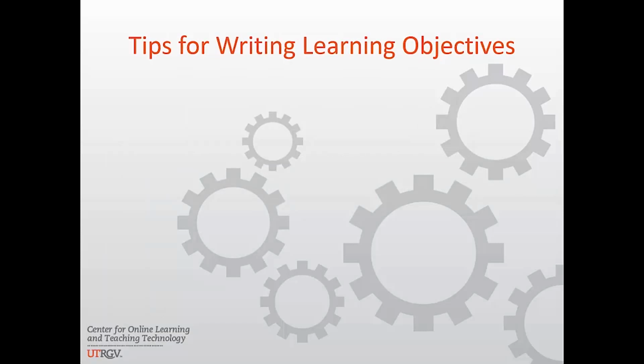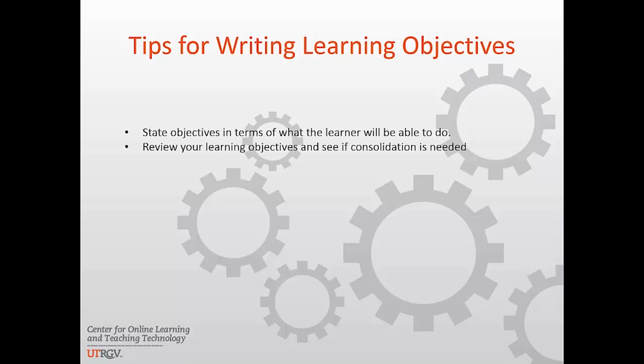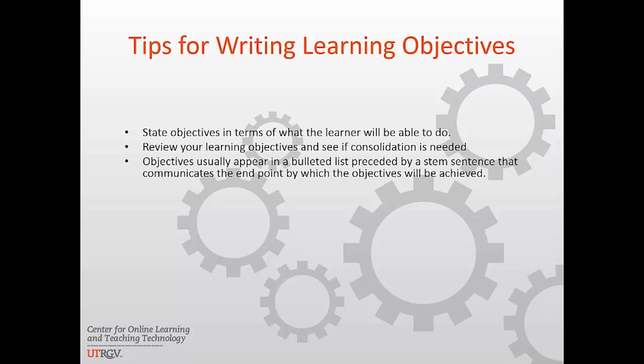Here are some tips while writing learning objectives. State objectives in terms of what the learner will be able to do. Review your learning objectives and see if consolidation is needed or if there's anything overlapping. Objectives usually appear in a bulleted list preceded by a stem sentence that communicates the endpoint by which the objectives will be achieved. Upon completion of the module, the student will analyze or identify.